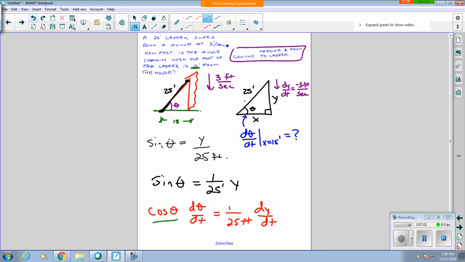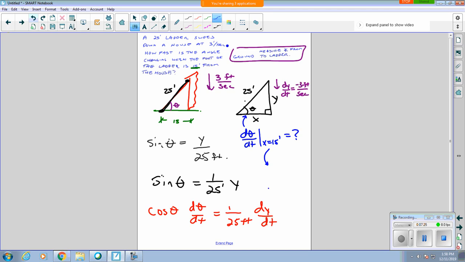But I got a problem. I don't know the cosine theta ratio. My big recommendation, especially for students taking the AP test in May: do not find the angle. This is a beautiful right triangle. You know you're looking when x was 15 feet.